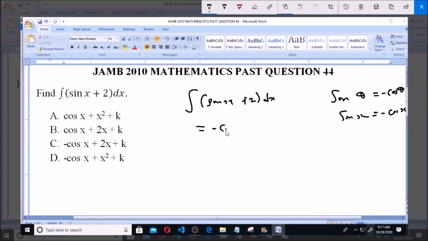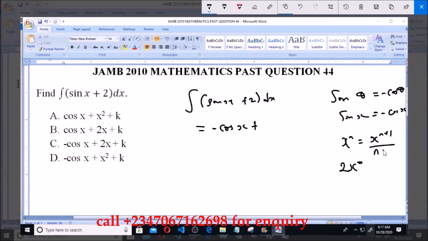So therefore we have minus cos x plus, now here we have 2. This 2 here simply means 2x raised to the power of 0. When we are doing integration, if we have x raised to the power of n, that will be equal to x raised to the power of n plus 1 over n plus 1. So since this represents 2x raised to the power of 0, because x raised to the power of 0 is 1, which 2 times 1 will give us 2.